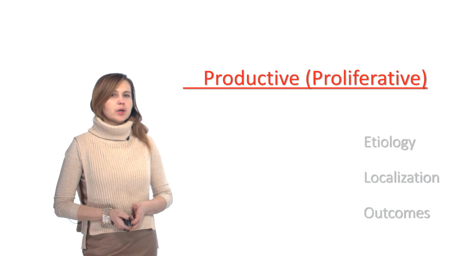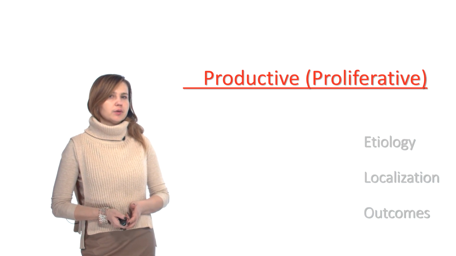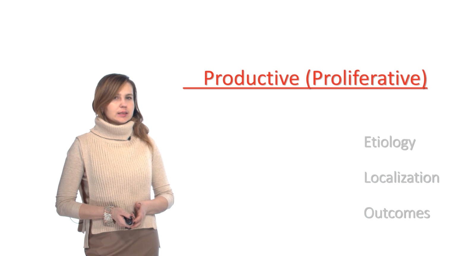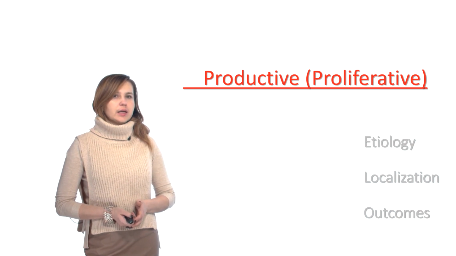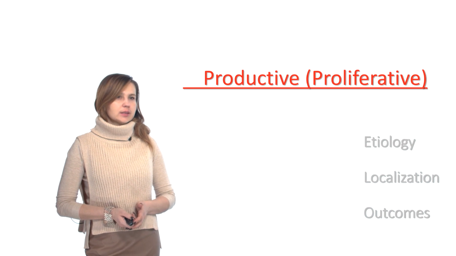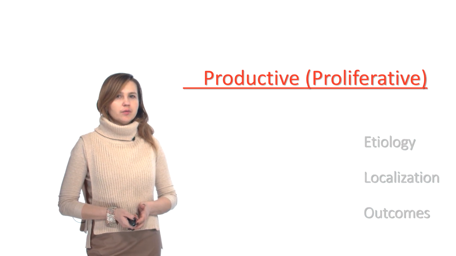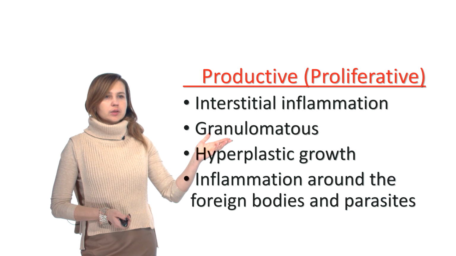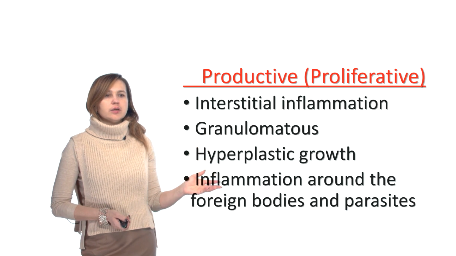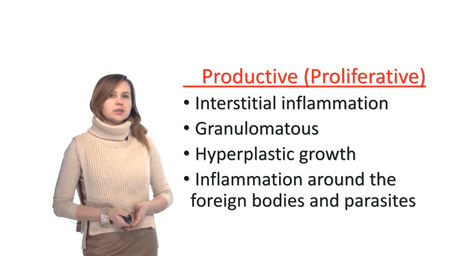Outcomes. The most common outcome of proliferative inflammation is sclerosis, with the development of atrophy and shrinkage of the organ, cirrhosis. There are 4 types of proliferative inflammation: interstitial inflammation, granulomatous, hyperplastic growth, and inflammation around foreign bodies and parasites.